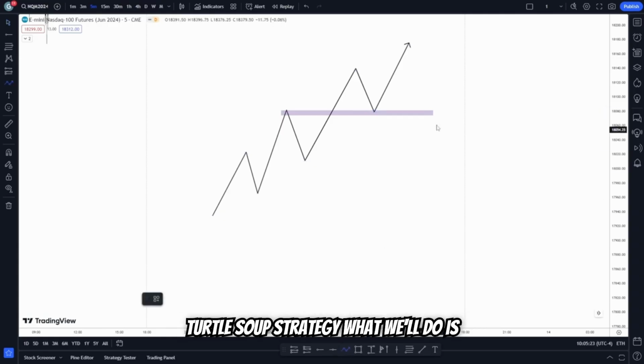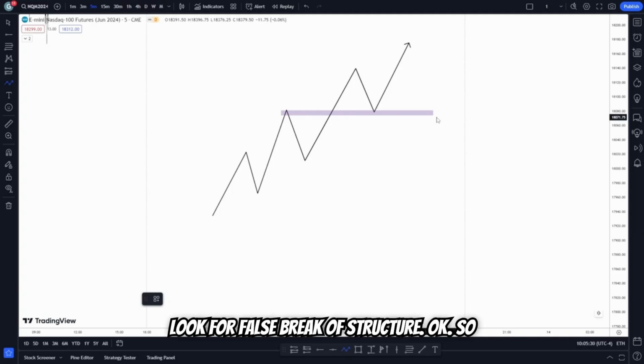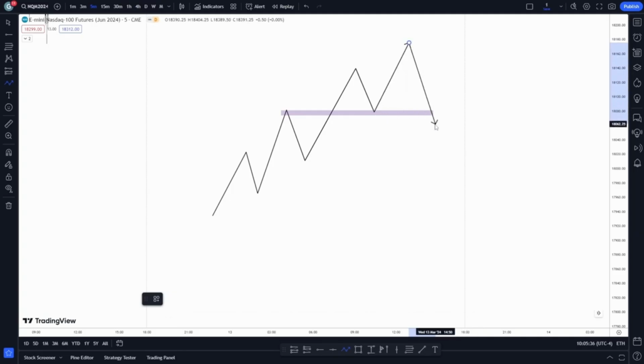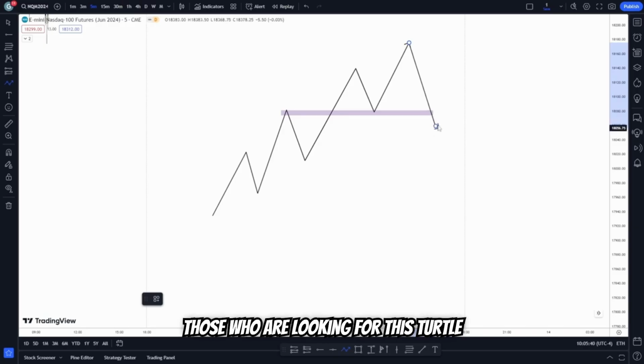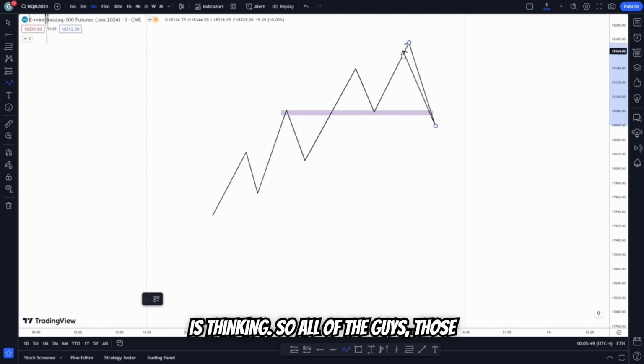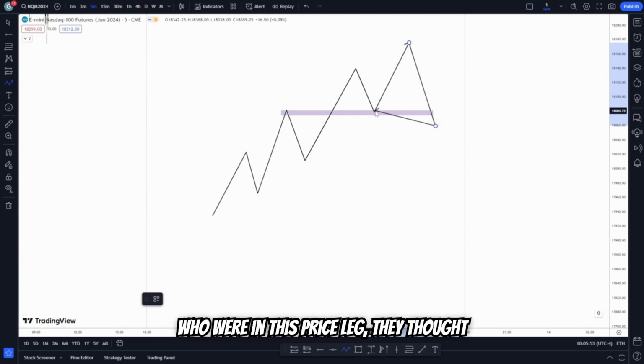Okay, so now in our turtle soup strategy what we'll do is look for a false breakout, or a false break of structure. So now what will happen is the price will go down and take this low like this, and then we, the traders who are looking for this turtle soup setup, this is a pure turtle soup setup. It went down and now everybody is thinking, all of the guys who were in this price leg thought it is a bullish move.